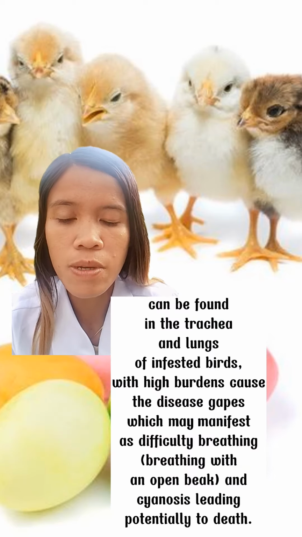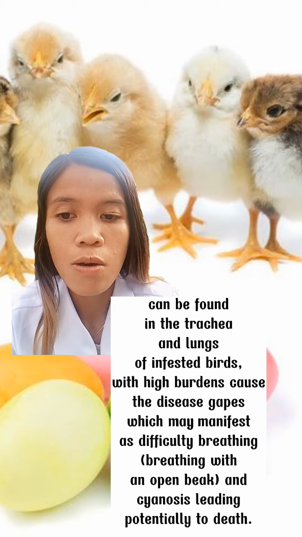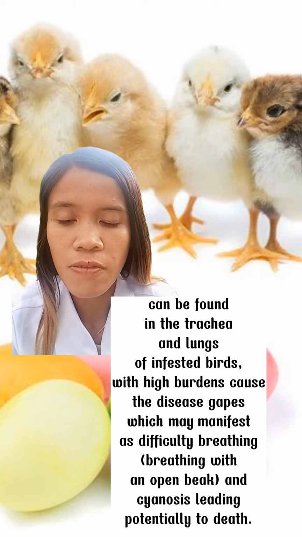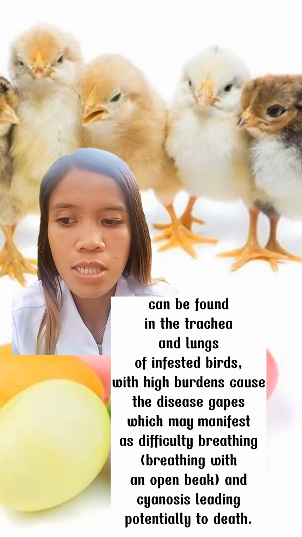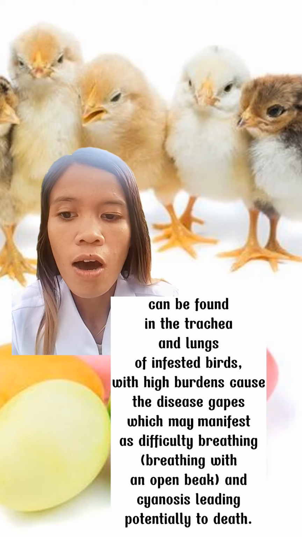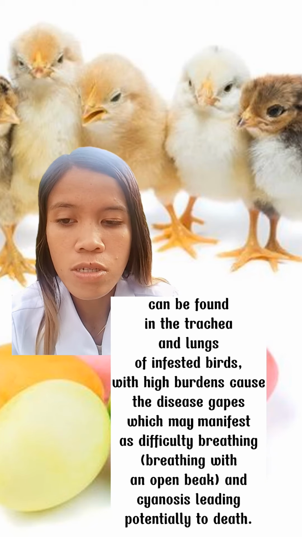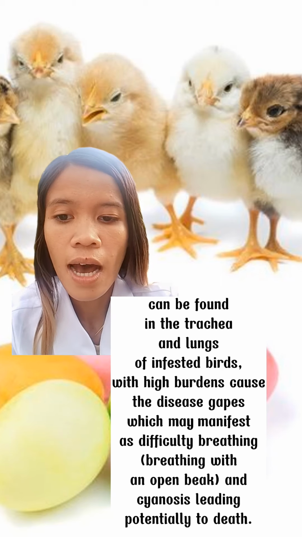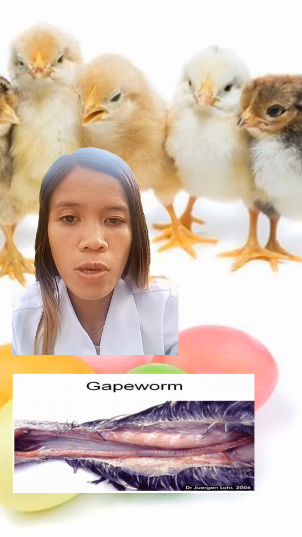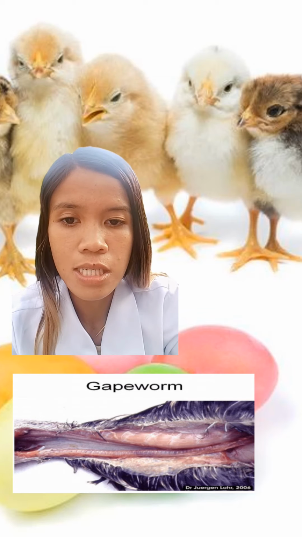It can be found also in the lungs of infested birds. The disease caused by the gapeworm is called gapes, which may manifest as difficulty breathing with an open beak, and cyanosis. Cyanosis is a bluish discoloration of the skin resulting from poor circulation or inadequate oxygenation of the blood, and this may lead to death. The infection of the gapeworm is frequent in outdoor reared animals, for example birds and chicken.